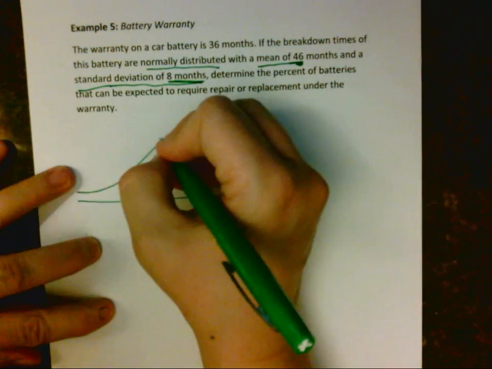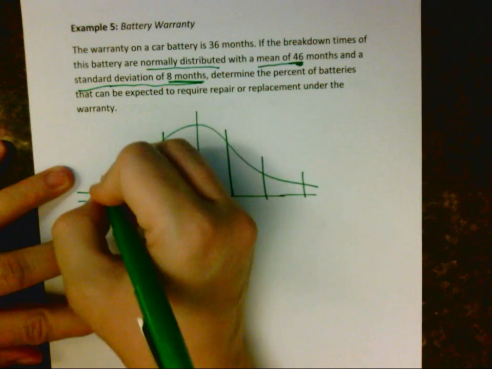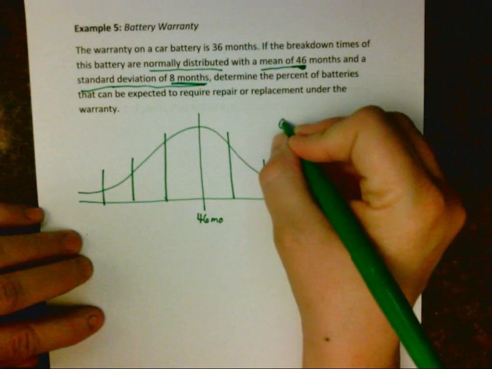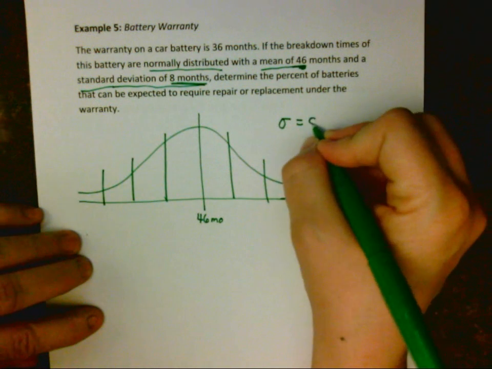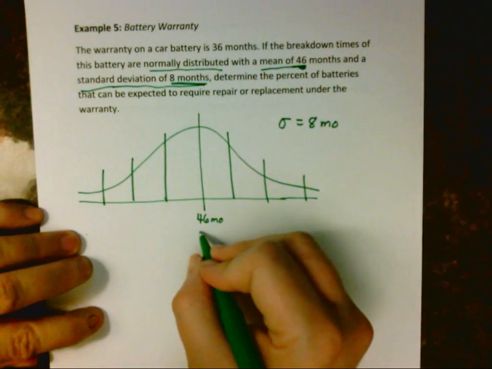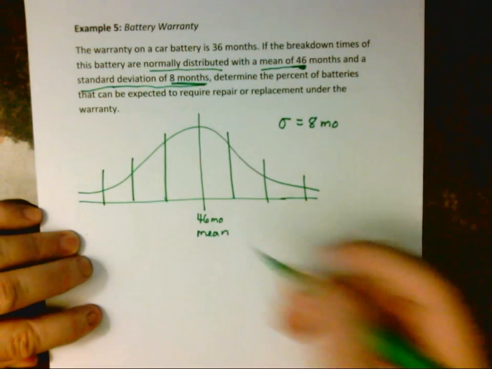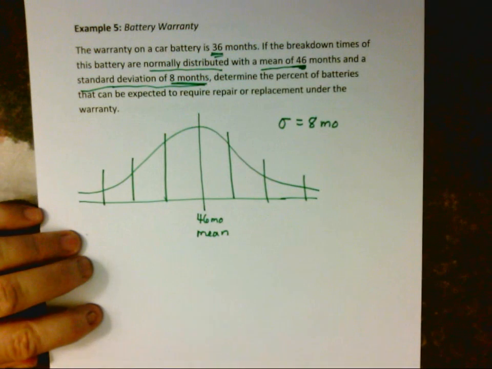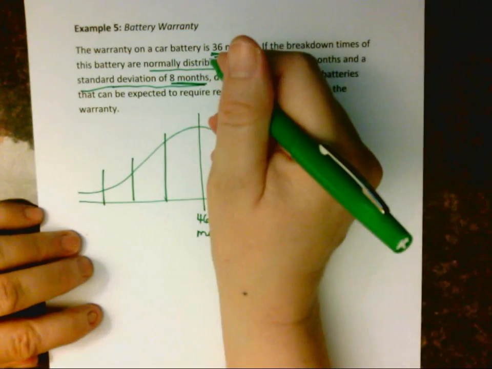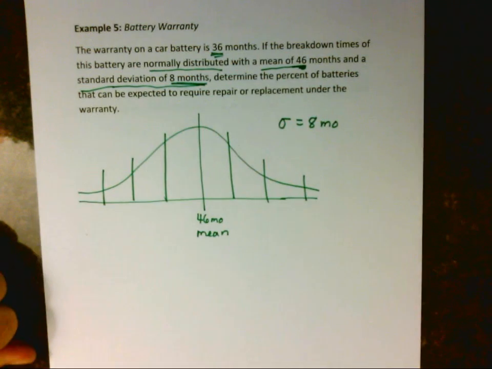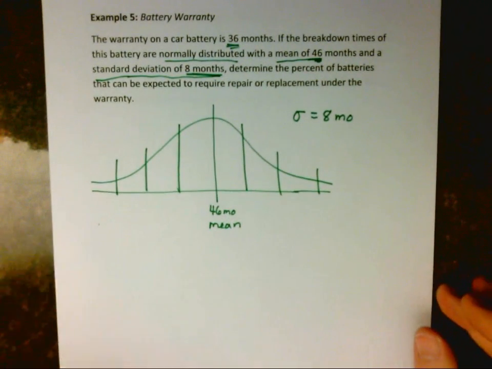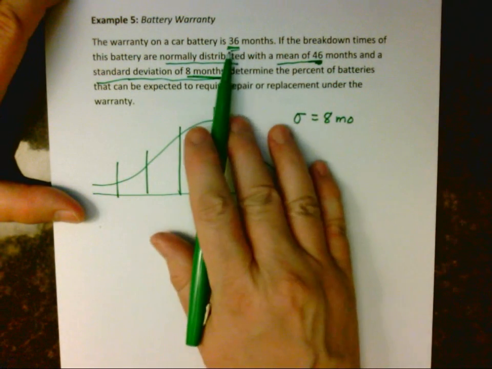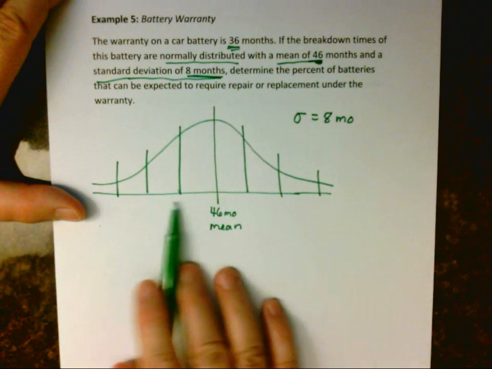Make the 3 cutoffs below and above for the standard points to give us our references. And the standard deviation is 8 months. Okay, this is the mean. And we're interested in the warranty here. If the battery breaks down before 36 months, they have to replace it. So they care what percent they're going to have to replace in terms of determining the price for the insurance for the batteries and so forth. So 36 months is going to definitely be over here somewhere.